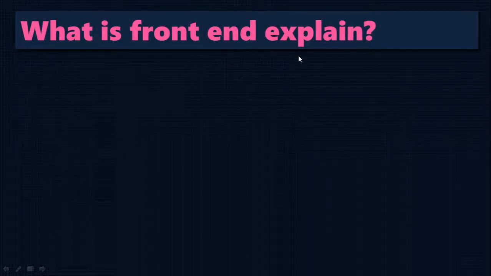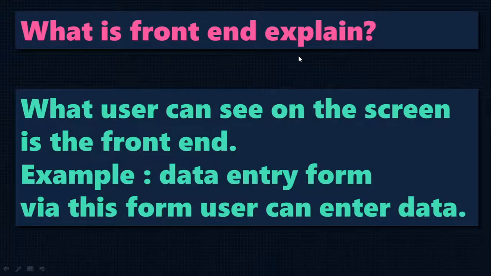So what is the front end? Explain. What the user can see on the screen is the front end. For example, a data entry form. Via this form, the user can enter the data. So what exactly is the front end? Front end means what you can see on screen is a design where you can enter the data, or you can calculate, or you can view and display the data. All of this is what is called the front end.